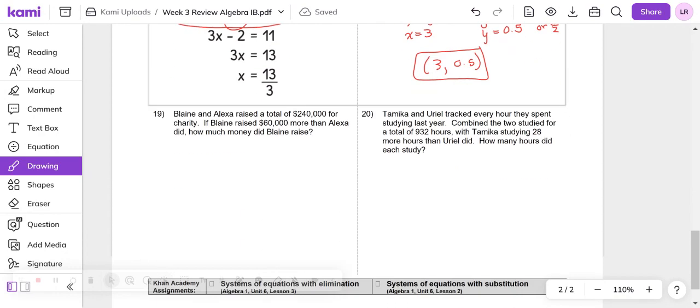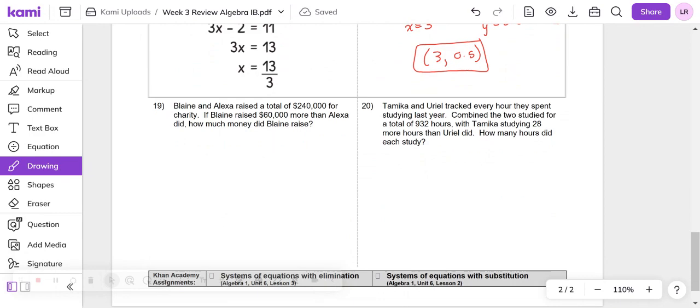Okay, number 19. Now this is a word problem, so I'm going to try to piece together what's going on. And it says Blaine and Alexa raised a total of $240,000 for charity. If Blaine raised $60,000 more than Alexa did, how much money did Blaine raise? So we're just trying to figure out, in the end, we want to know how much Blaine raised. That's the key. Okay, so I know together they raised $240,000.